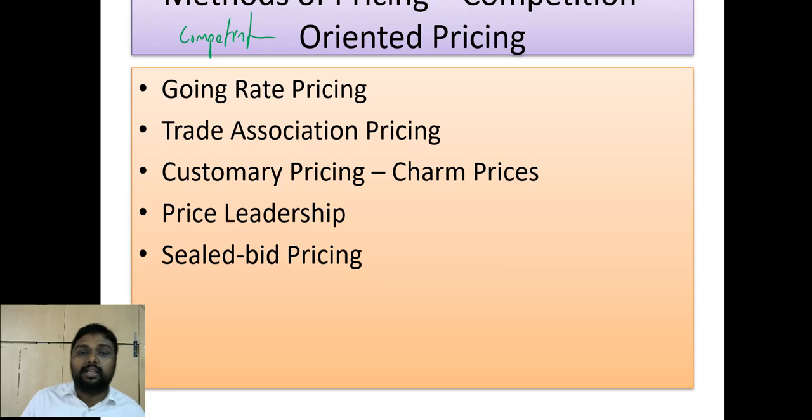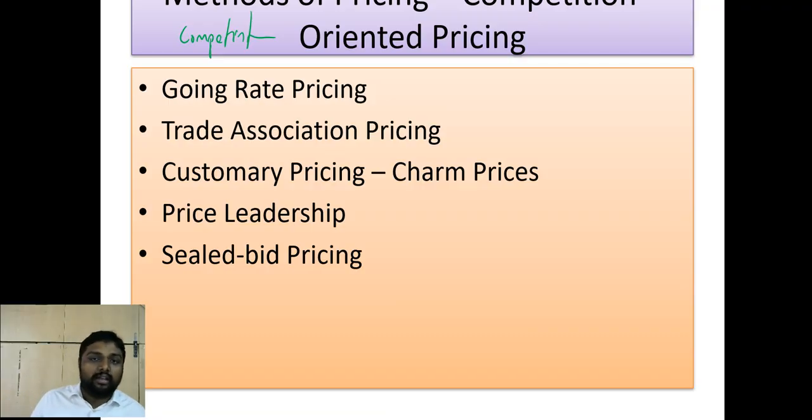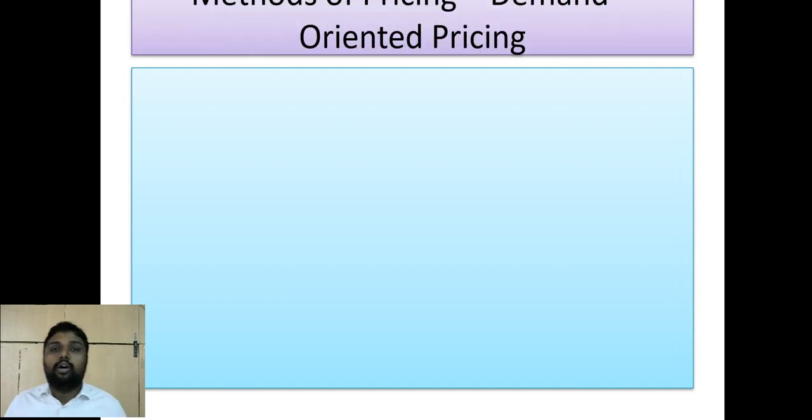Sealed bid pricing. This kind of pricing is used for government, where the government invites tenders from companies. Companies will submit their cost, maybe for the construction of a bridge, or a housing complex, whatever it is. The target contractors will give their price for that work in a bid. The government will assess the bids and select the best bid. So that is over. We finished competition oriented also. Cost oriented over, competition oriented over.